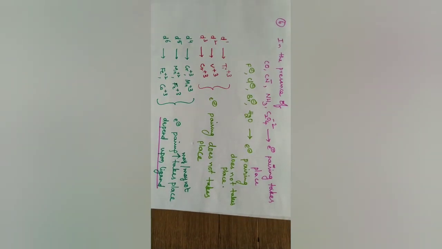In the presence of CO, CN, NH3, and oxalate, electron pairing takes place. With fluorine, chlorine, bromine, and water, electron pairing does not take place. In d1, d2, d3, electron pairing does not take place because there are only 1, 2, 3 electrons. In the case of d4, d5, d6, electron pairing takes place depending upon the ligand. These are the main postulates of VBT.